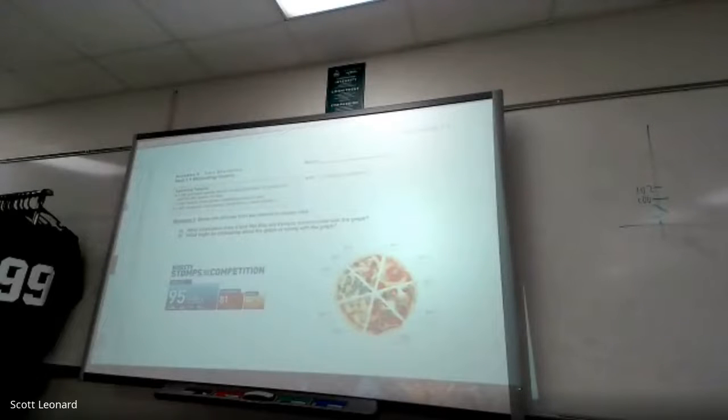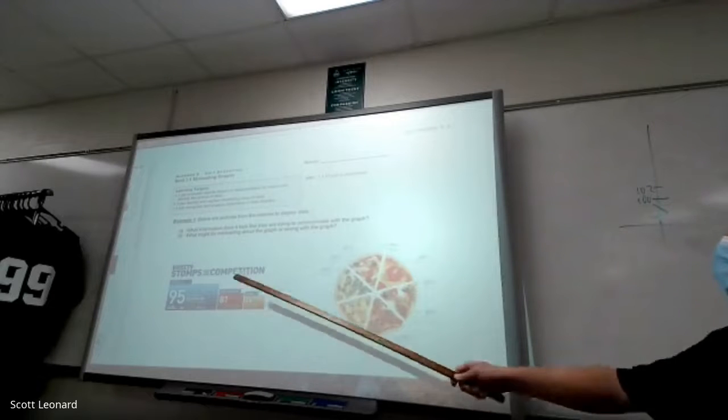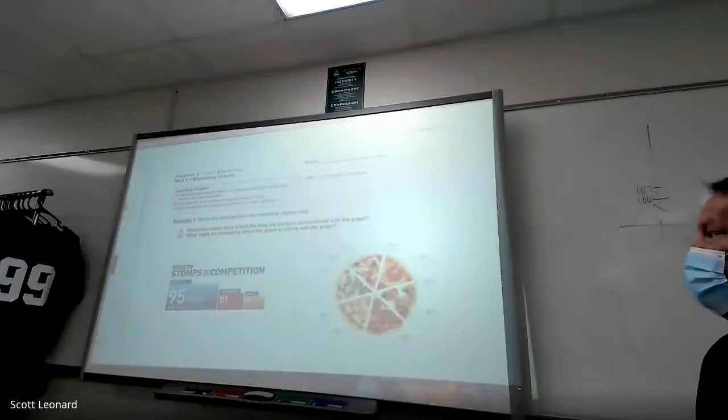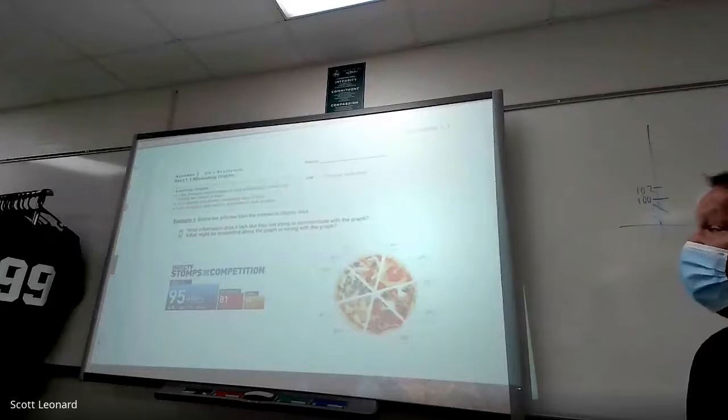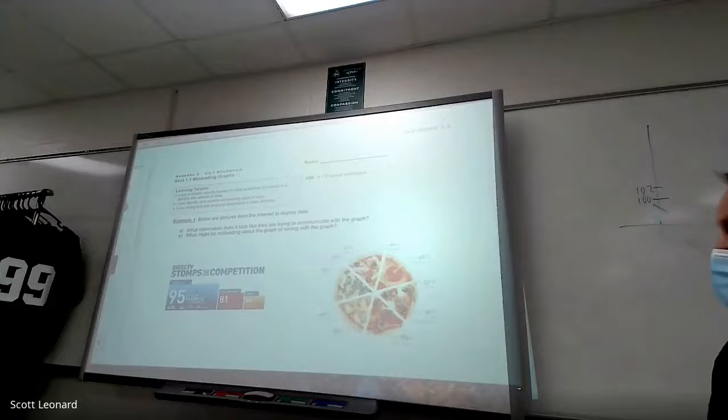All right. So what they want you to do right now, ignore this thing here. That's not what we're looking at. We're looking at this piece of table. What information does it look like they're trying to communicate in the graph? What might be misleading about this graph or wrong with this graph? All right. So go ahead and do that. Give you about 2 minutes.